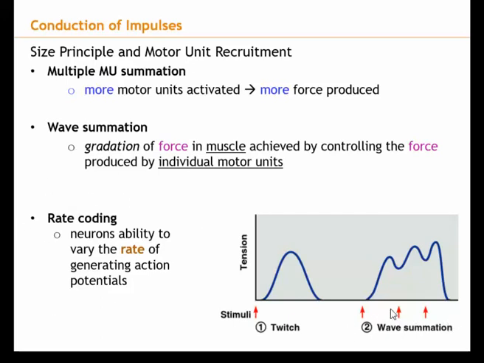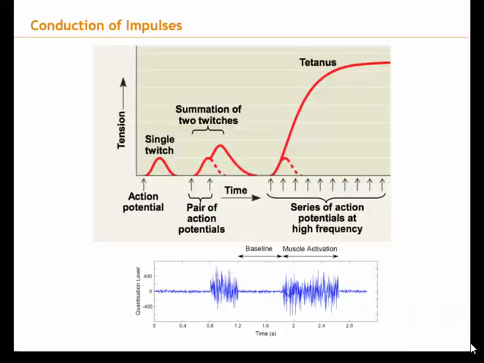When we increase the rate at which these little stimuli occur, that produces wave summation. So when we rate code a muscle, that causes wave summation. You see our stair stepper in force production, how force is slowly increasing as we stimulate the muscle more and recruit more motor units. This picture explains it as well.